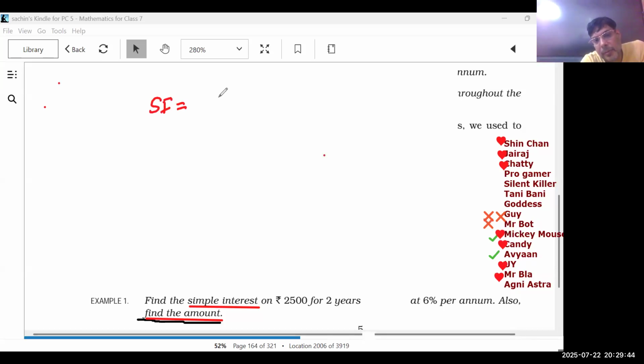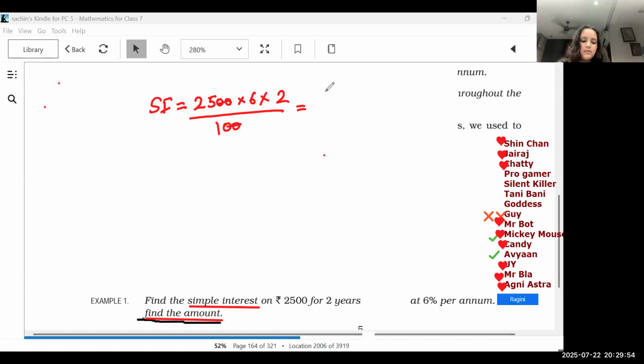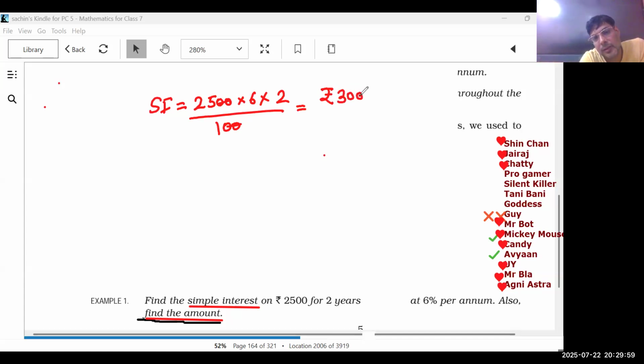Yes, so simple interest will be principal into rate, that is 6%, into time, that is 2 years, upon 100. So that will be rupees, how much for 2 years? 300. So amount will be equal to simple interest plus principal. Principal is 2,500 and simple interest is 300. That will be rupees 2,800.